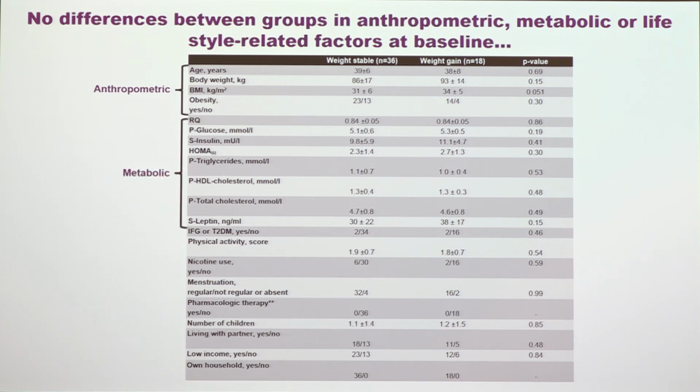There were no metabolic differences. They had the same respiratory quotient, the same HOMA, total cholesterol, leptin levels were exactly the same, and there were no differences in lifestyle. So for instance, we know that pregnancy and giving birth to many kids is a risk factor to gain weight, but there were no differences in the number of children that these women gave birth to, or menstruation, or anything like that.